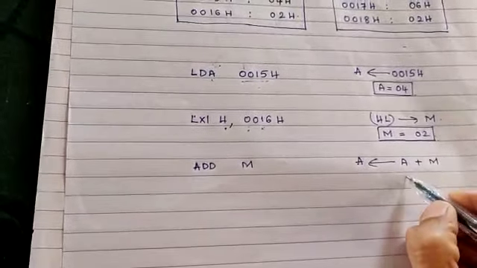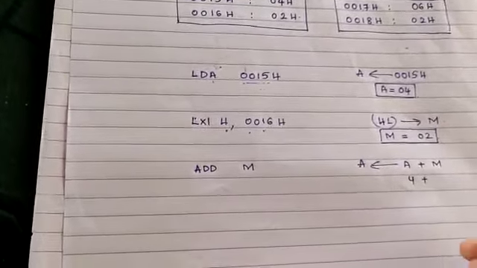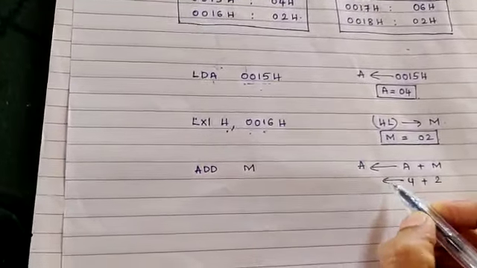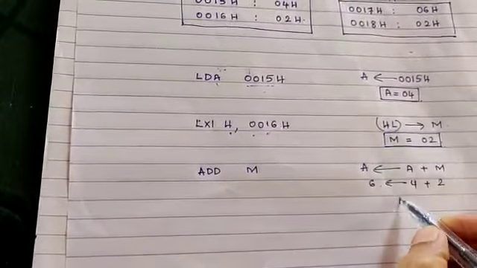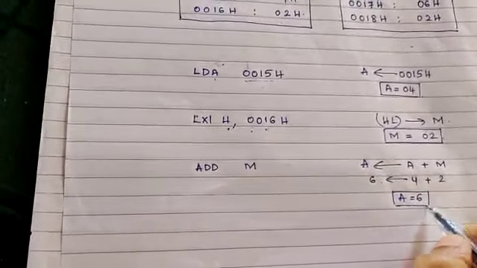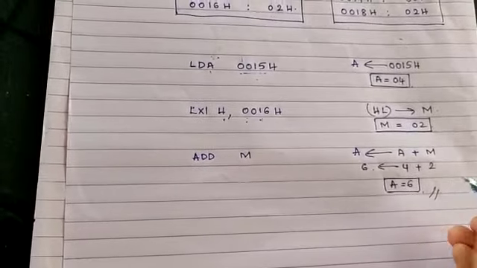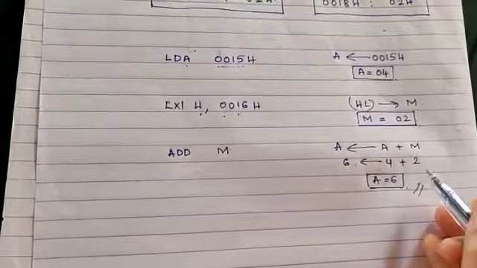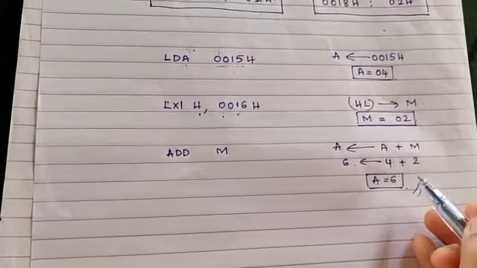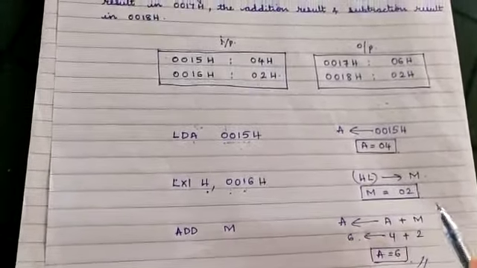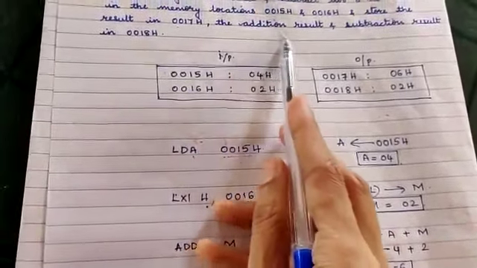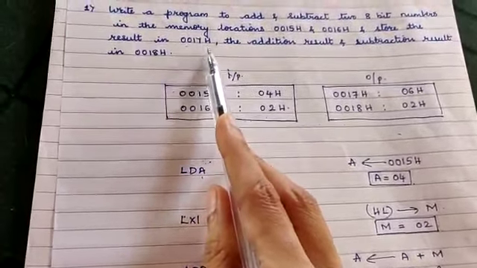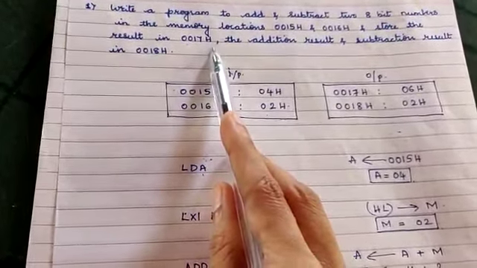So if you have 4 in the accumulator and 2 in the memory address, the result is 6, which will be stored in the accumulator. So till here we have performed the addition part. Okay, the first part, that is addition, is over. But you should remember that as per the question, as you can see here, the addition result needs to be stored in the memory location 0017H. So we cannot keep it in the accumulator.